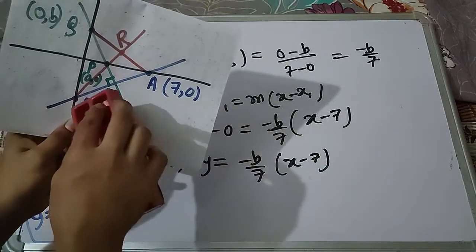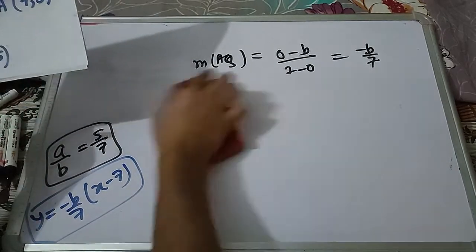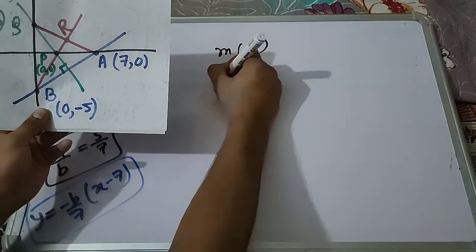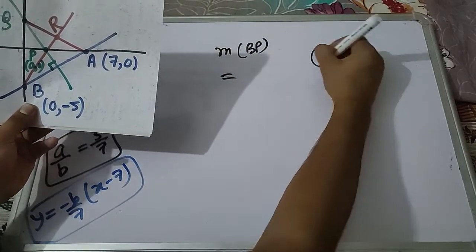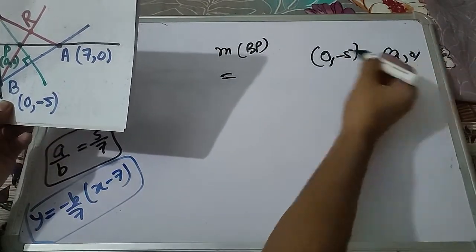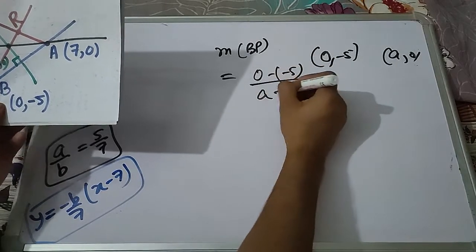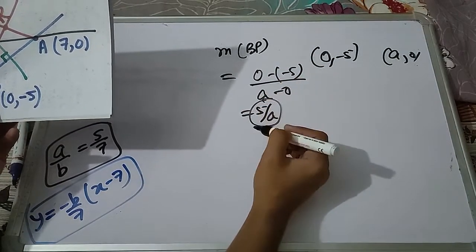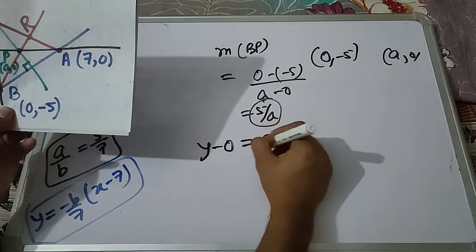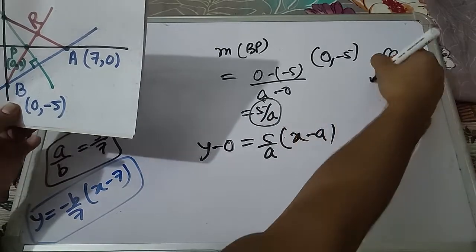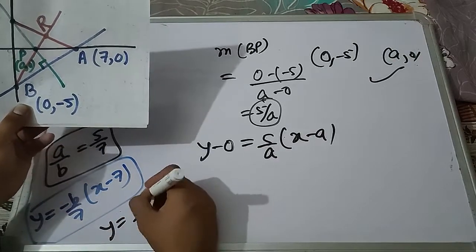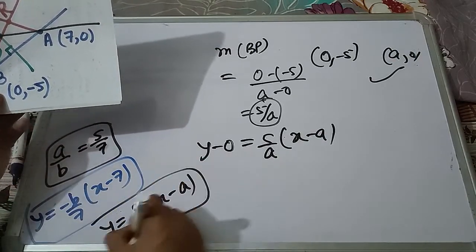Now let us make the equation of BP. For that we need the slope of BP. What are the points on BP? 0 comma minus 5 and A comma 0. Therefore the slope is 0 minus minus 5 by A minus 0, which is 5 by A. Now let us write the equation. Y minus 0 equals 5 by A into x minus A. I have used this point in the slope point form. Therefore y equals 5 by A into x minus A.